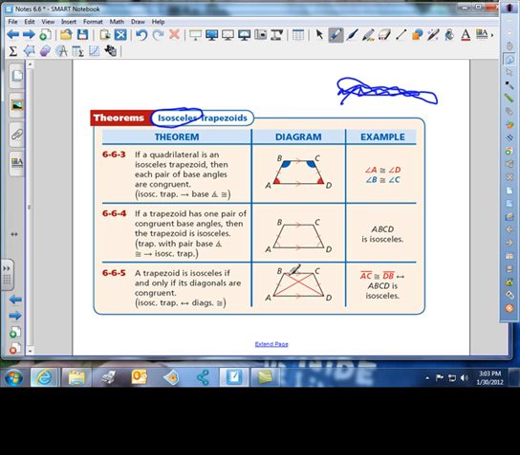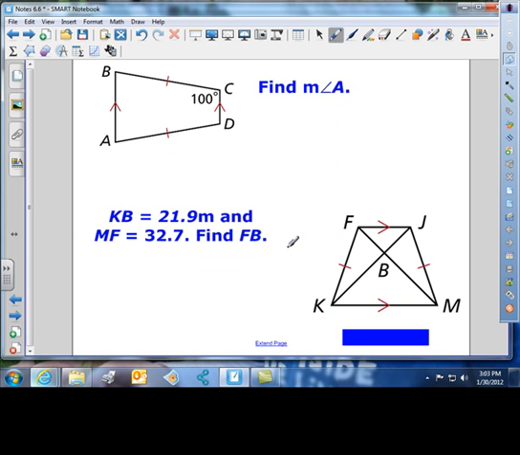So if you've got a trapezoid where the diagonals are congruent, then it is considered to be an isosceles trapezoid. We can use some of these then. Here, if we're to find the measure of angle A, well, let's take a look at this. This is an isosceles trapezoid, so if angle C is 100 degrees, angle D is also 100 degrees. Think about the fact that these two angles right here are supplementary, so angle A must be 80 degrees. So the measure of angle A equals 80 degrees. These are parallel lines, these are consecutive angles, therefore they're supplementary.